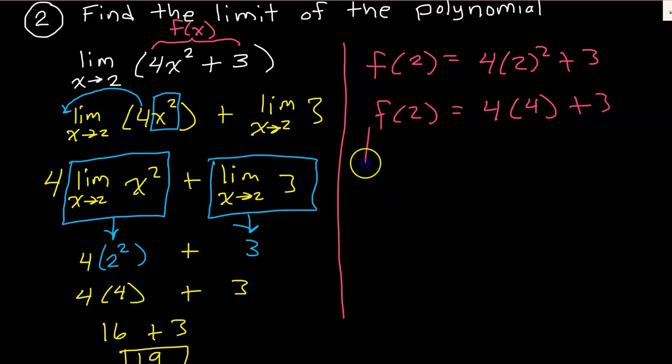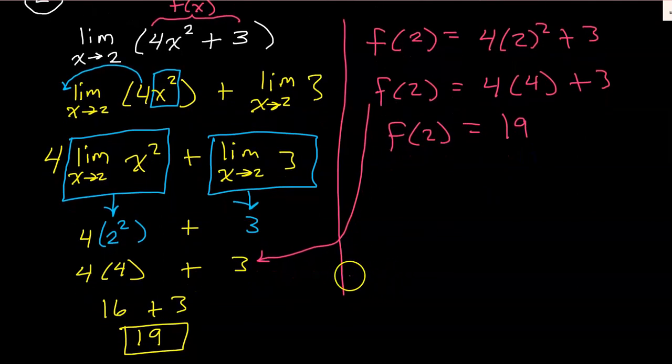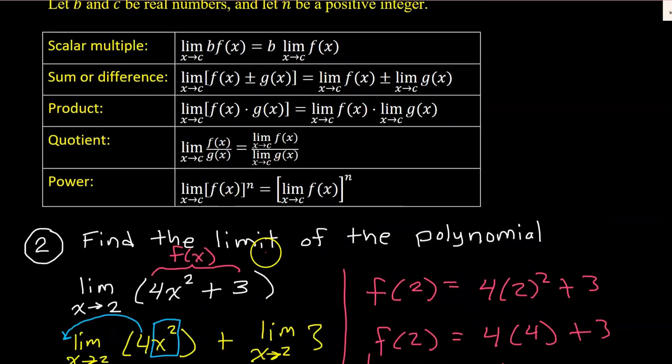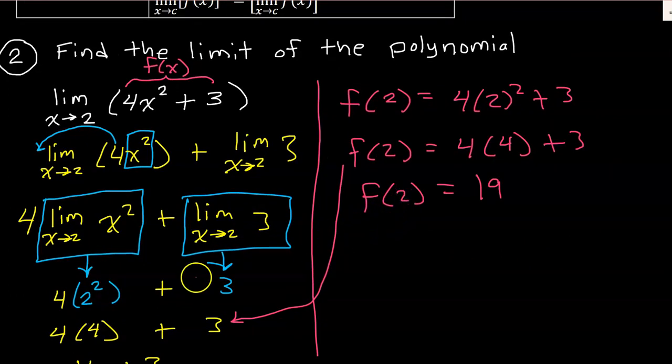And this should be looking really familiar right now because it's right here. So, of course, this is going to give us 19, which is the same thing we got by sort of breaking this down using all of these properties. So this is going to turn out to work for any polynomial.